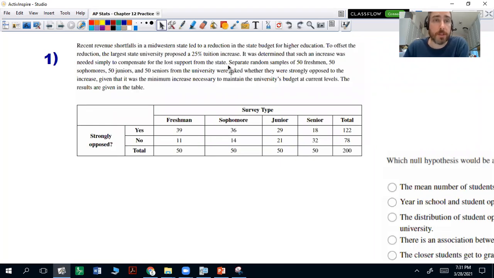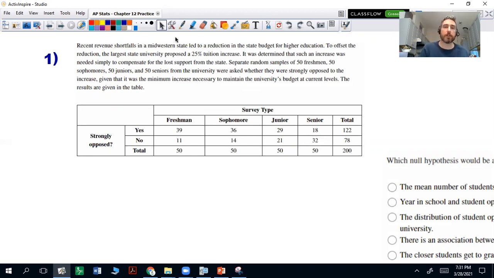Question number 1. Recent revenue shortfalls in a Midwestern state led to a reduction in the state budget for higher education. To offset the reduction, the largest state university proposed a 25% tuition increase. It was determined that such an increase was needed simply to compensate for the lost support from the state. Separate random samples of 50 freshmen, 50 sophomores, 50 juniors, and 50 seniors from the university were asked whether they were strongly opposed to the increase, given that it was a minimum increase necessary to maintain the university's budget at current levels. The results are given in the table.